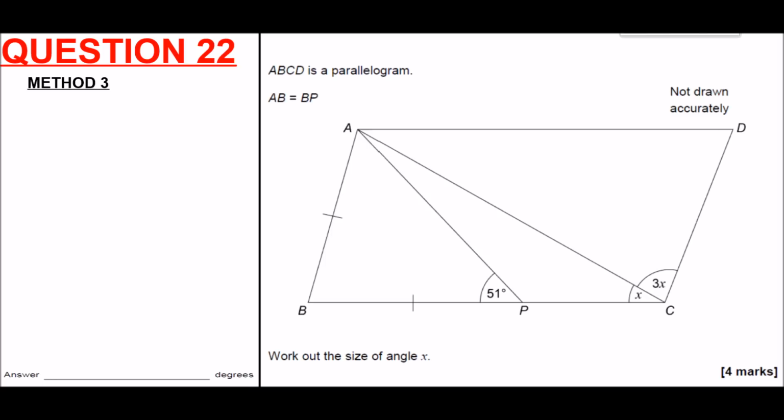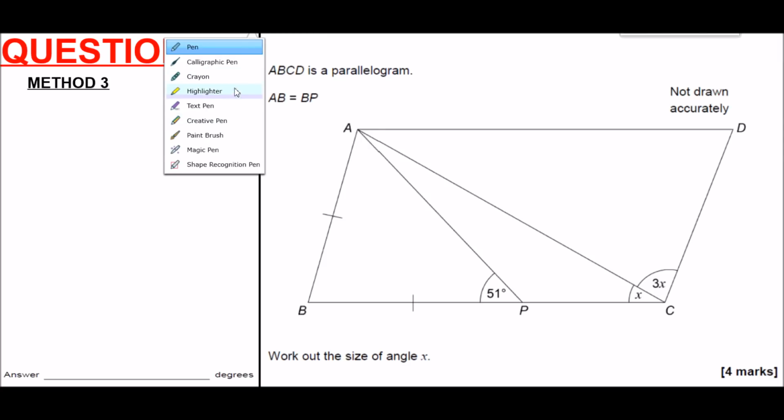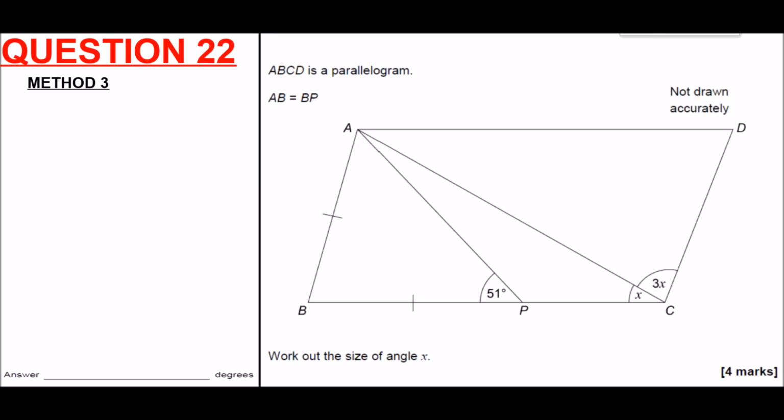Anyway, method 3. We're going to use another fact now when it comes to parallelograms. So what we're going to say here is, first of all, we need to spot an angle fact. So if we imagine a line running along BP, and then from P running up to A, and then from A going towards D, that makes a back to front Z angle.